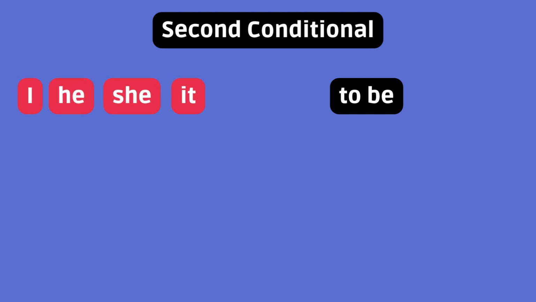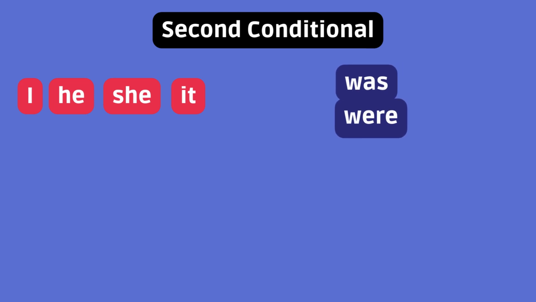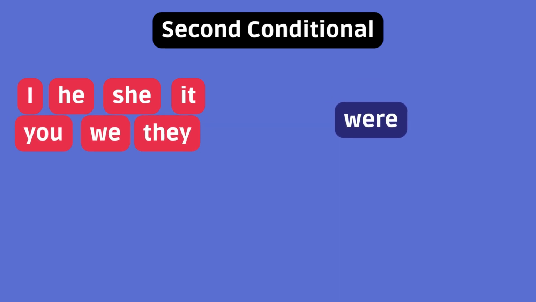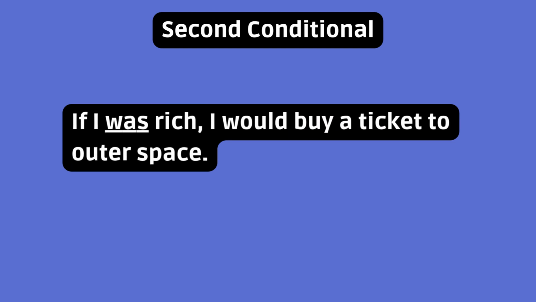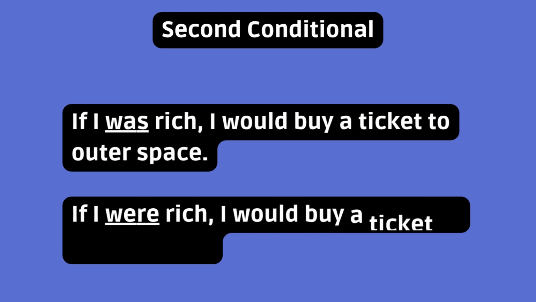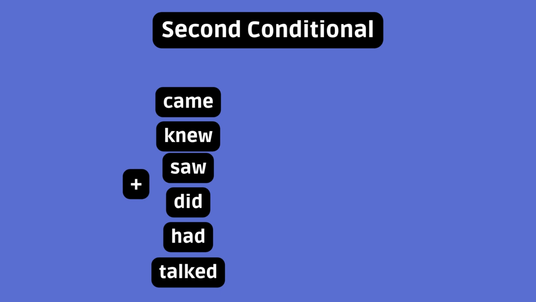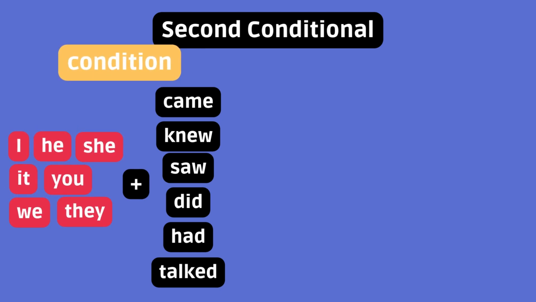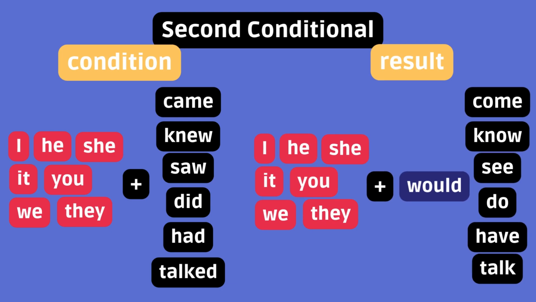On the bright side, a little bonus is that with the verb to be, for I, he, she, and it, you can use either was or were, with were being more formal, while was is still widely used in spoken English. So you can use were for any subject pronoun. For example, if I was rich, I would buy a ticket to outer space. If I were rich, I would buy a ticket to outer space. Furthermore, apart from was and were, all verbs use the same form for all subject pronouns, in the condition and in the result as well. This makes it pretty easy to memorize.